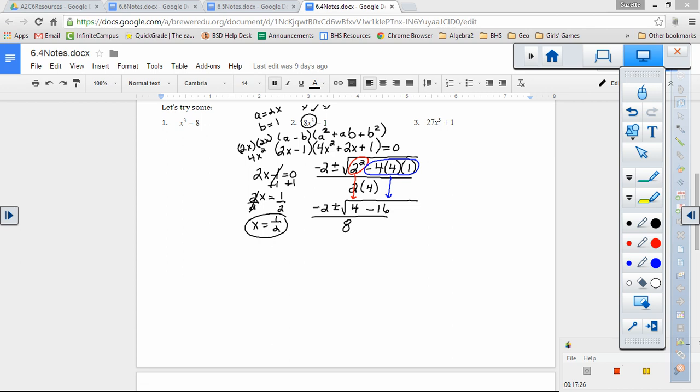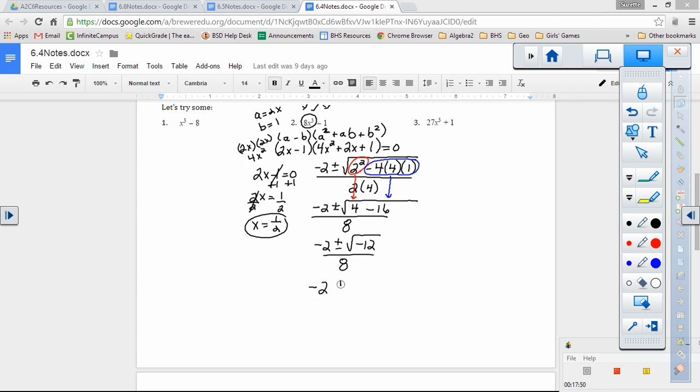Okay? So now I need to do 4 minus 16, so negative 2 plus or minus the square root of negative 12 over 8. Lucky for us, we just did the square root of negative 12, and we found it to be 2i square roots of 3. So let's reuse the information we just used in the last problem, 2i square roots of 3.